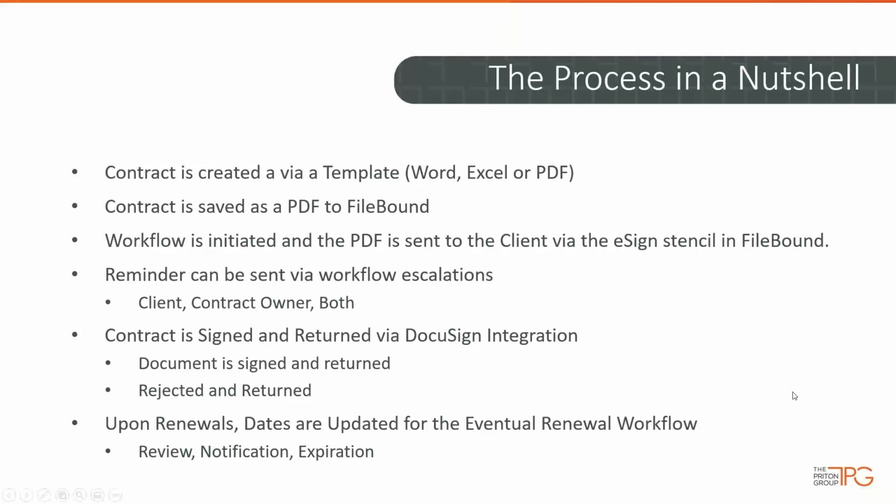When that workflow is initiated, it'll take that contract and send it out via the e-sign stencil. From there, reminders can also be sent out via workflow escalations, and those can be sent out to the client, the contract owner, both, or other people involved in this process as well, such as managers and so on. The contract is then signed and returned via DocuSign integration, and when it comes back into FileBound, we can also evaluate how that document was managed in DocuSign. So if the signer rejected it, we can tell, and we can route it differently in the workflow depending on how it comes back in.